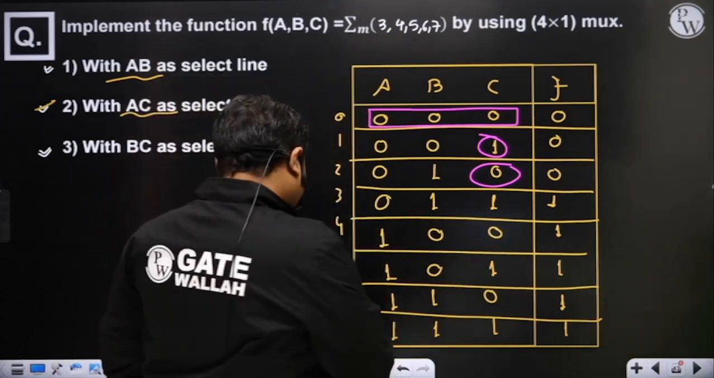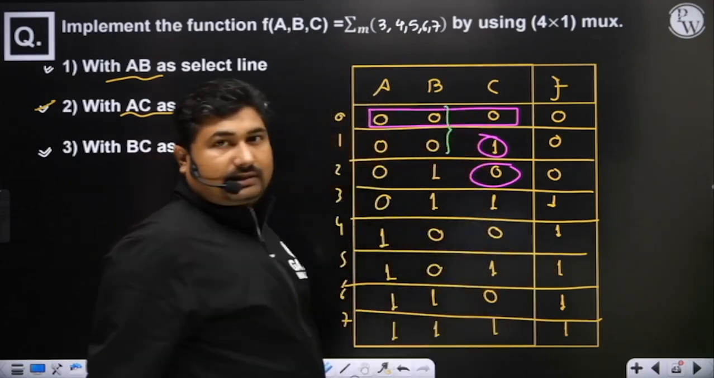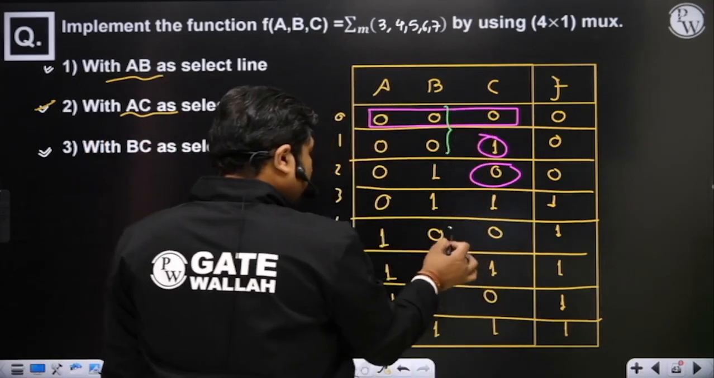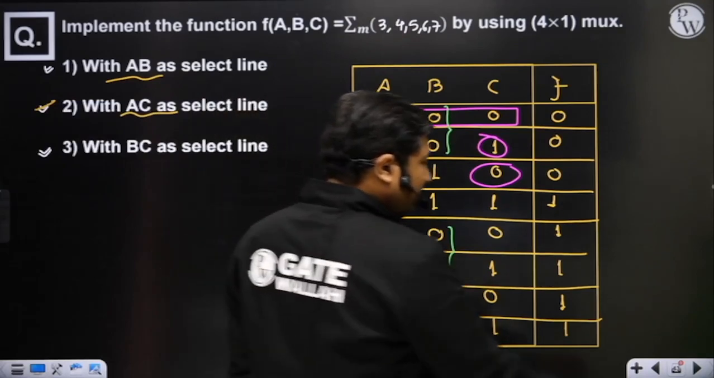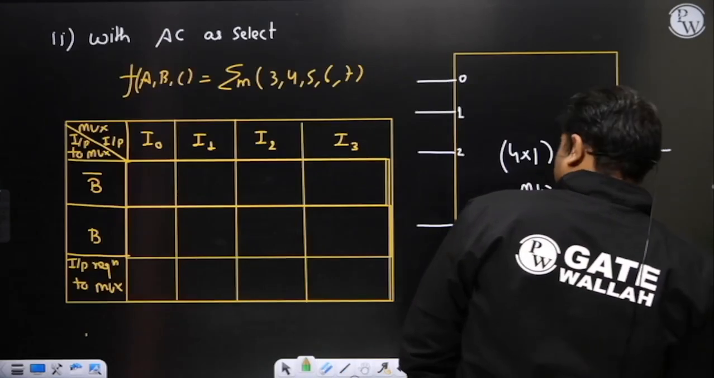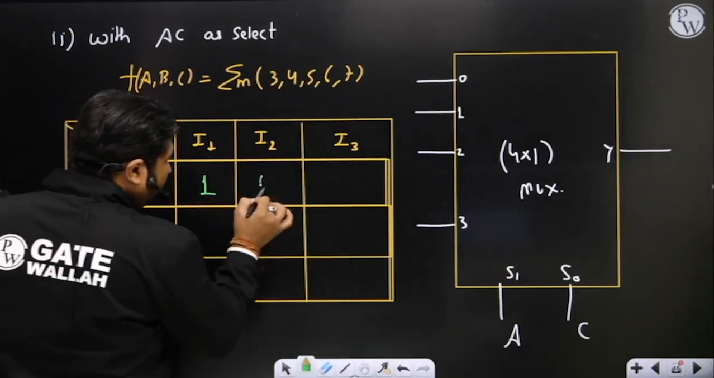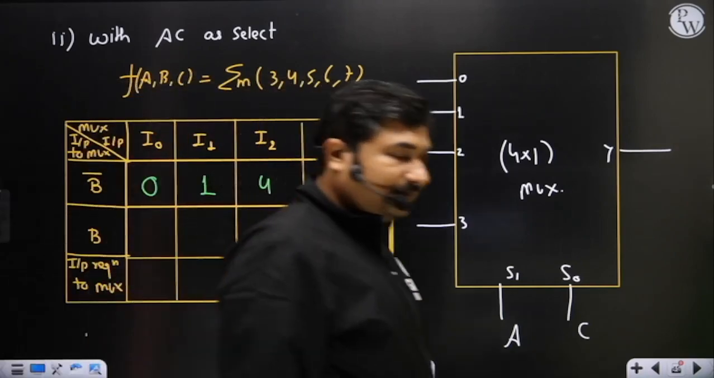Now, please observe here. In the binary of 0, 1, 4, 5, we are getting B bar. So the minterms 0, 1, 4, 5 will be in front of B bar. Is it okay?